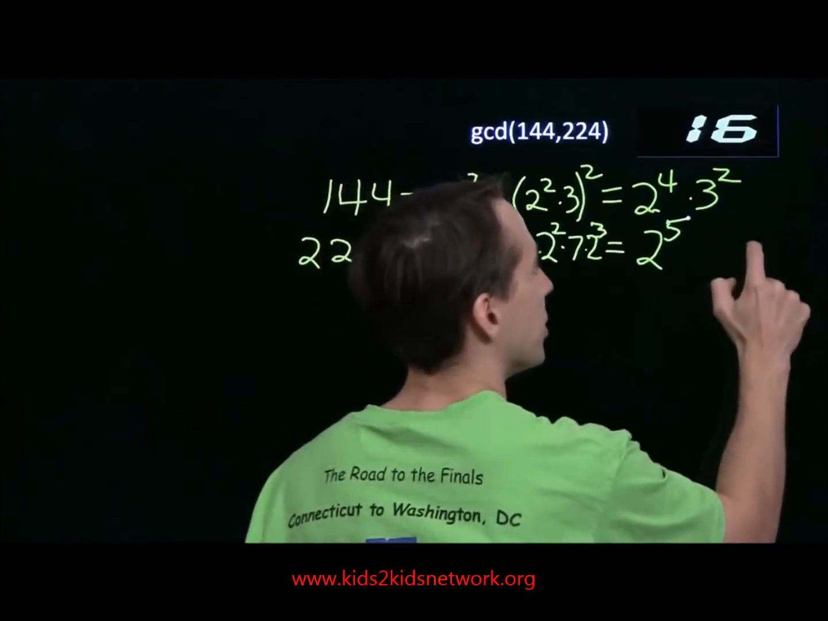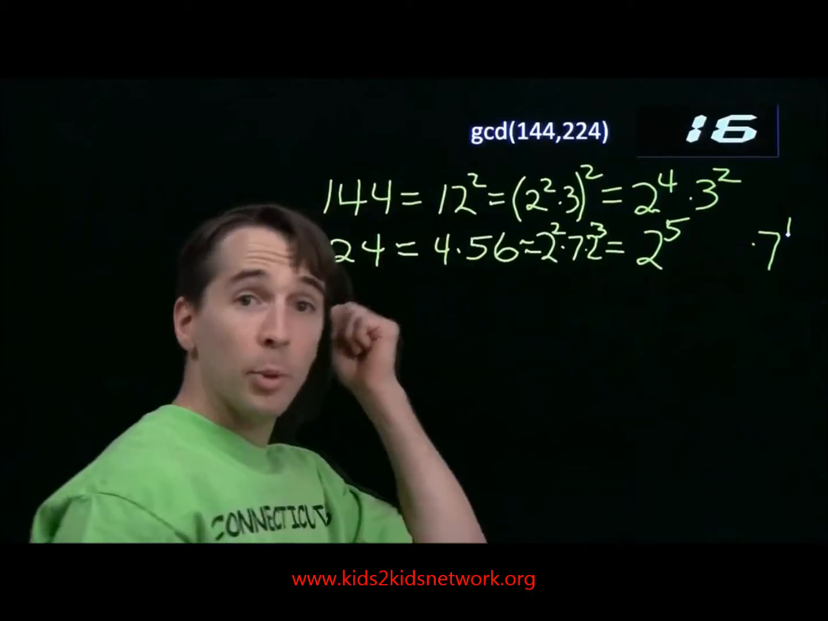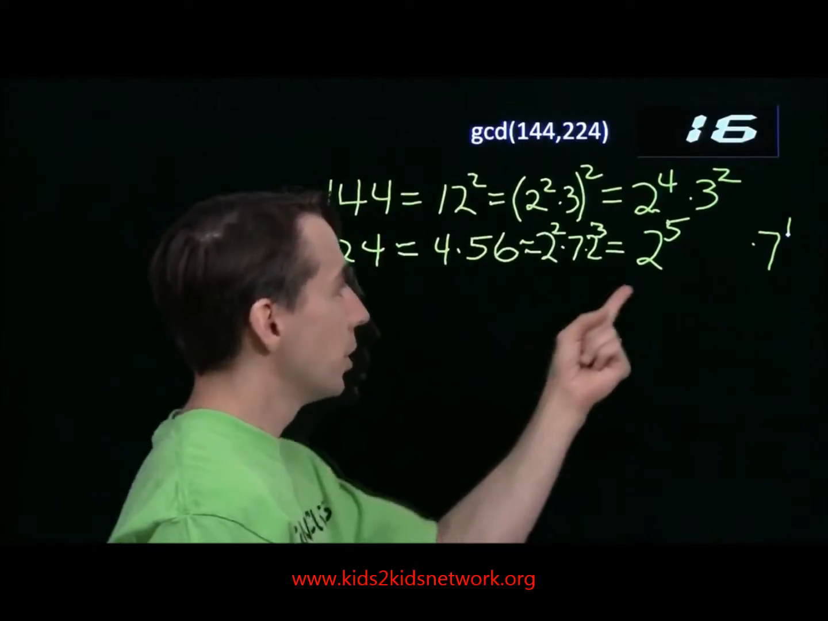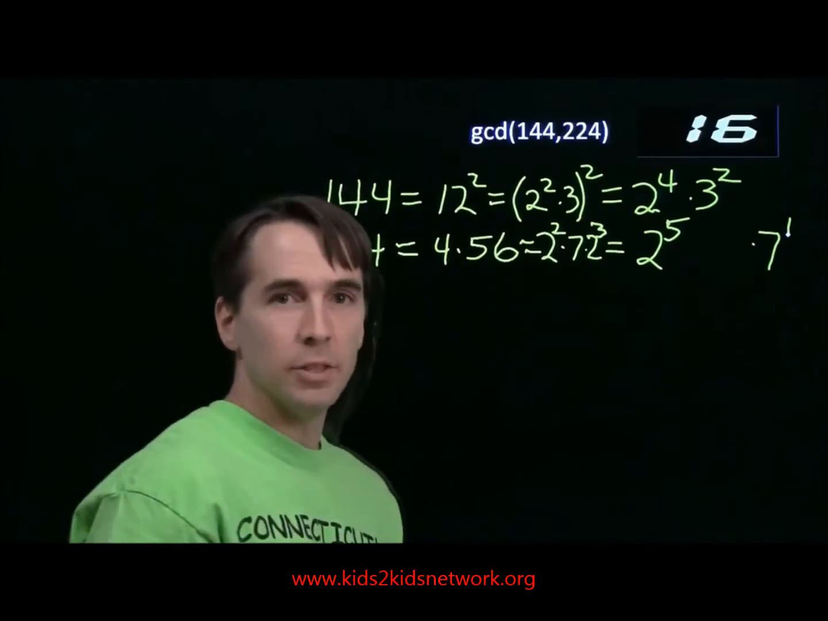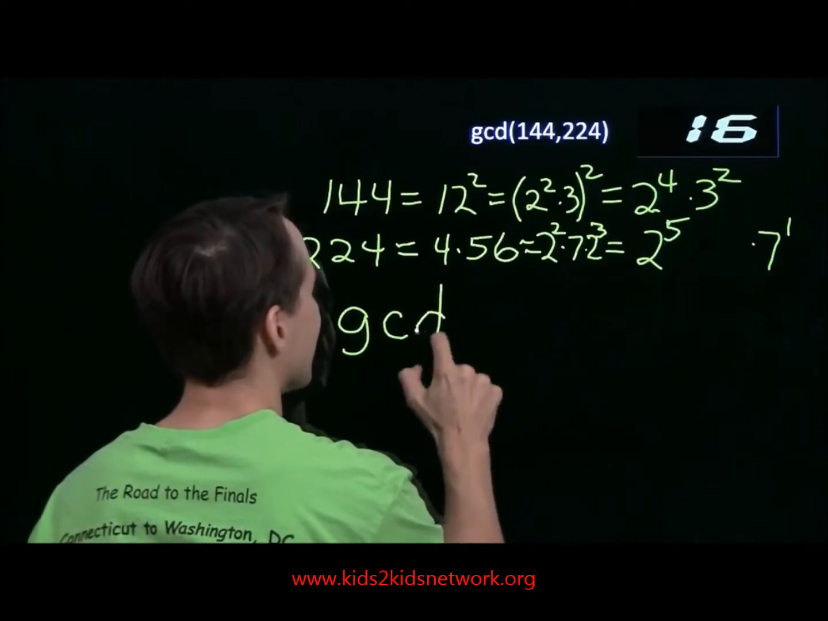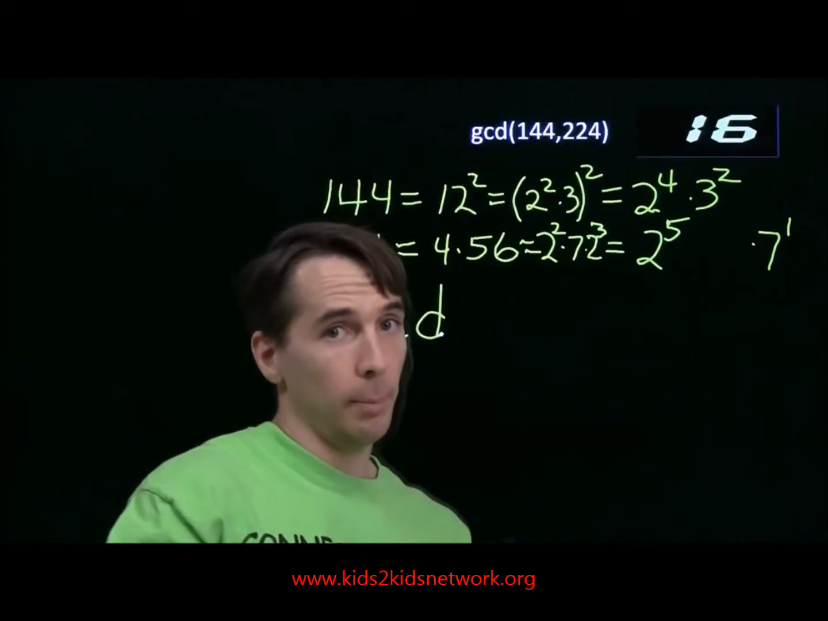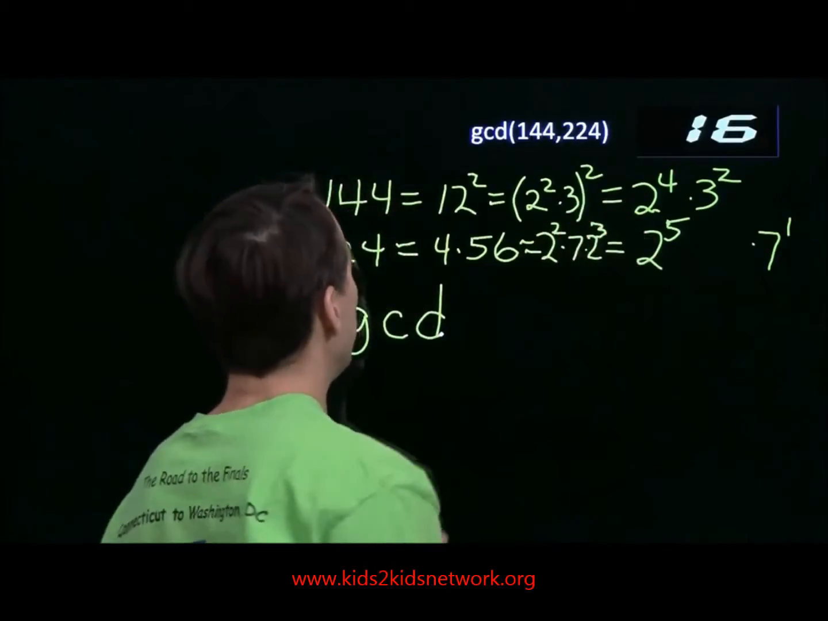We don't have any 3s. I'm going to put the 7 over here, times 7 to the 1st. And we have our prime factorization of 224. It's 2 to the 5th times 7 to the 1st. And now we're ready to build our greatest common divisor. And once again, we're going to look at it prime by prime. We'll look at the 2s.